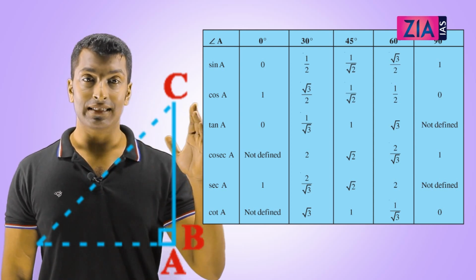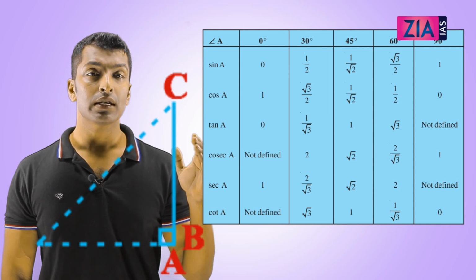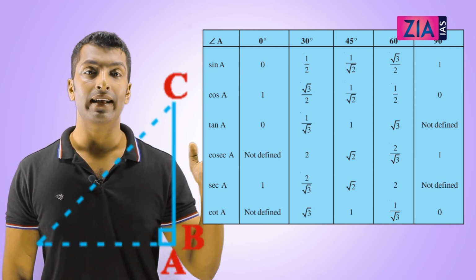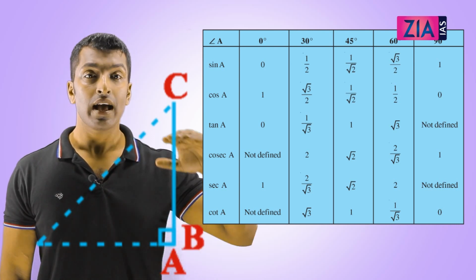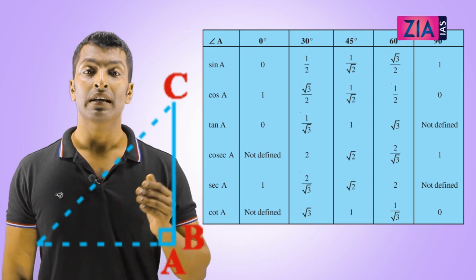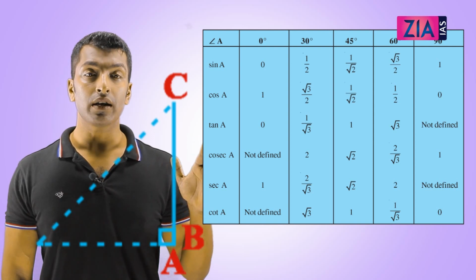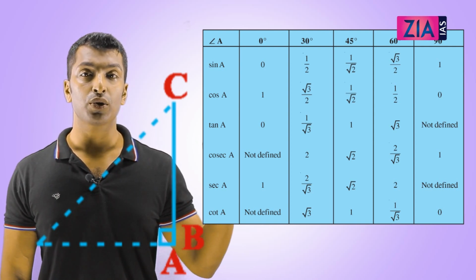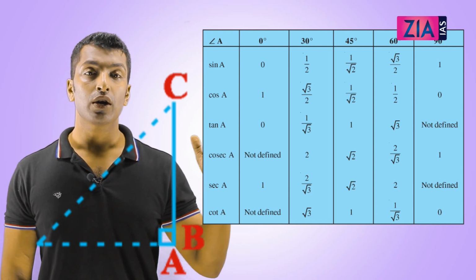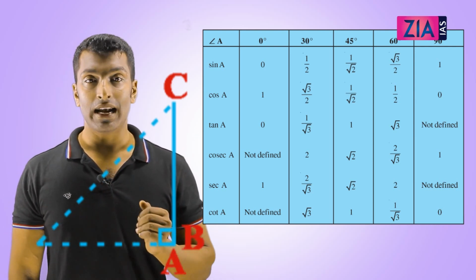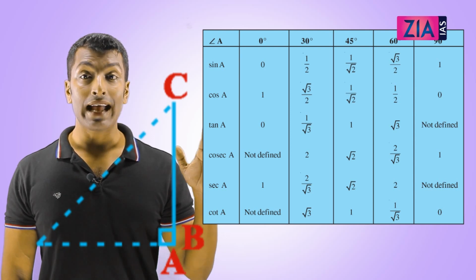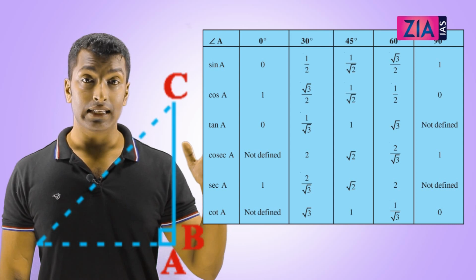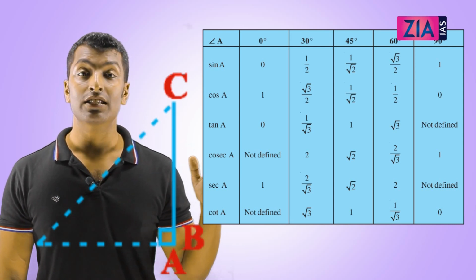Sine 0 is 0, sine 30 is 1 by 2, sine 45 is 1 by root 2, sine 60 is root 3 by 2, sine 90 is 1. We have seen all these values and we have understood how you got these values. What about cos 0? Cos 0 is 1, cos 30 is root 3 by 2, cos 45 is 1 by root 2, cos 60 is 1 by 2, cos 90 is 0. Similarly, tan 0 is 0, tan 30 is 1 by root 3, tan 45 is 1, tan 60 is root 3, tan 90 is not defined.